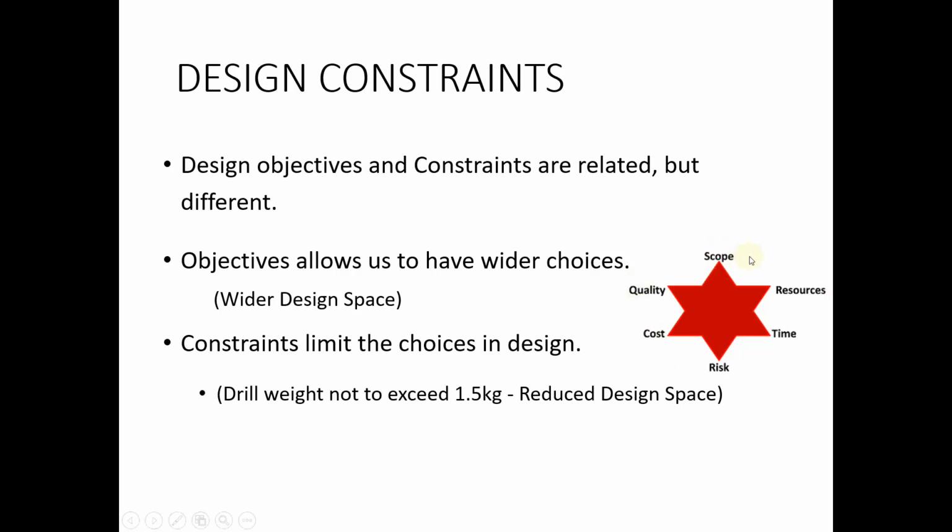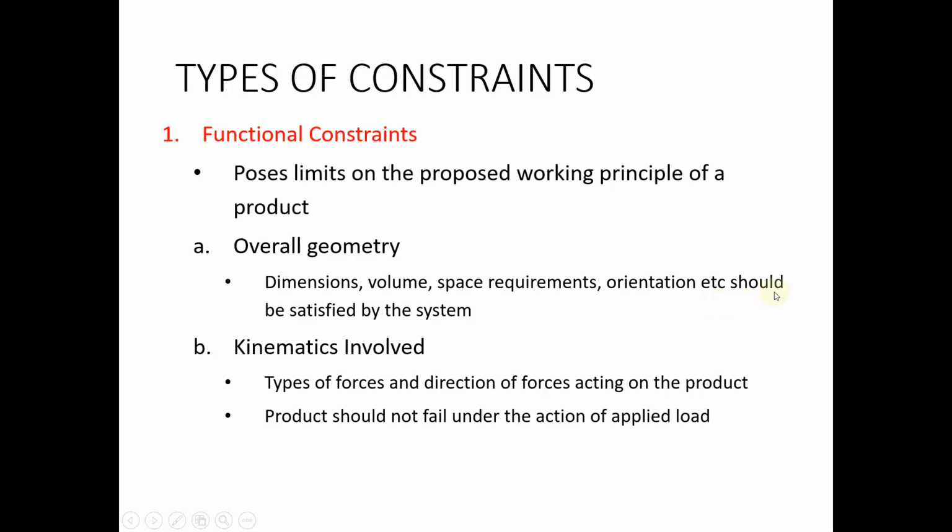And here it shows the different constraints. The different fixed points represent the constraints or the limits within which the design has to be made. So let us see what are the different limitations or different constraints that will limit the design process. First is functional constraint. Functional constraints are actually constraints which affect the functionality of the product.